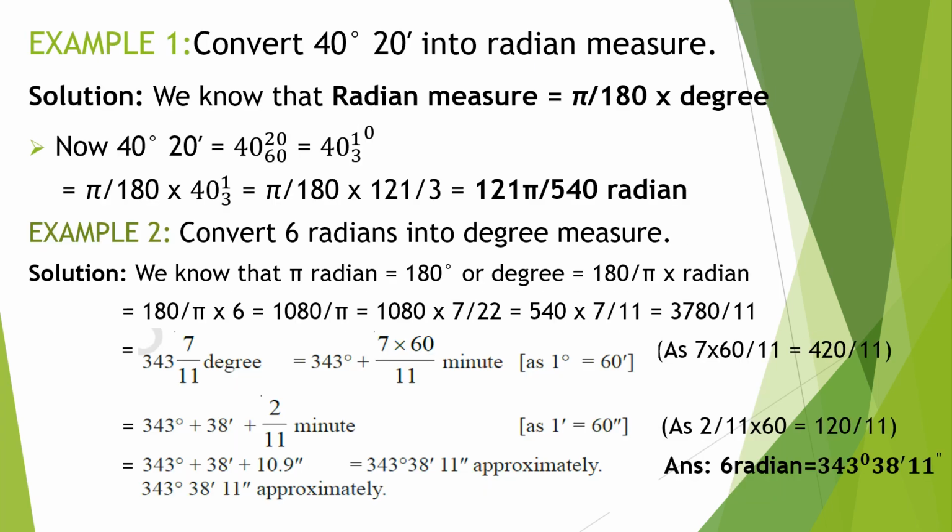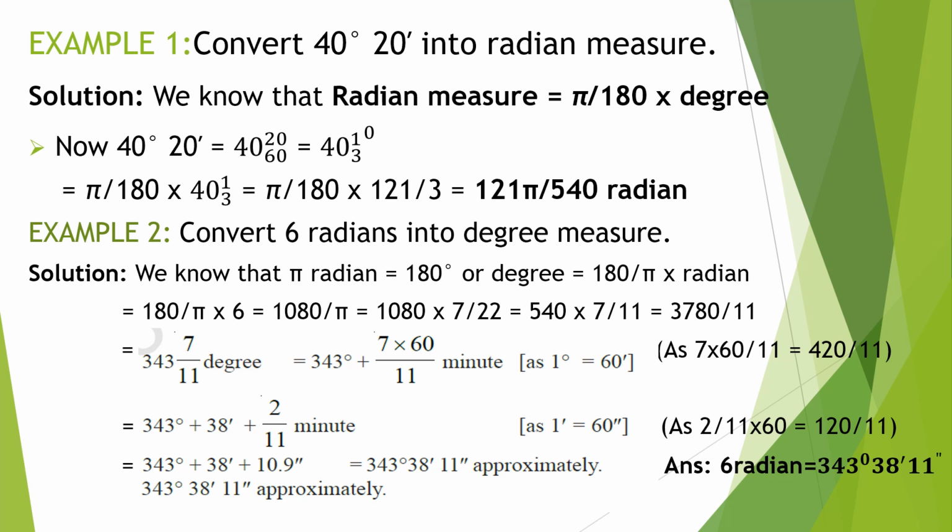This is important. Example 1. Convert 40 degree 20 minutes into radian measure. Now we know that radian measure is equal to pi upon 180 into degree measure. Now first of all 40 degree 20 minutes. So 20 minutes we'll have to again convert into degree. So we know that 60 minutes make 1 degree. So 20 minutes is equal to 20 upon 60 degree, or 40 degree 20 minutes can be written as 41 upon 3 degrees. So now radian measure is equal to pi upon 180 into 41 upon 3.